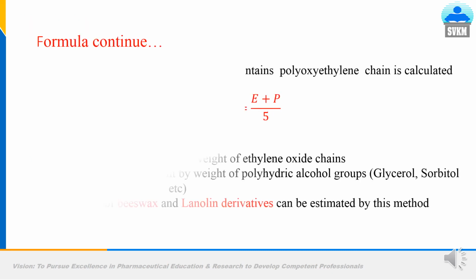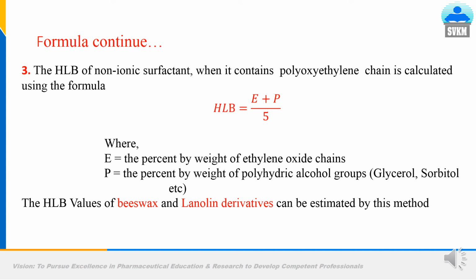Now the third important formula for calculation of HLB: the HLB of a non-ionic surfactant containing a polyoxyethylene chain is generally calculated using the following formula. This formula is used to calculate the HLB value of surfactants which are non-ionic in nature and which contain a polyoxyethylene chain.